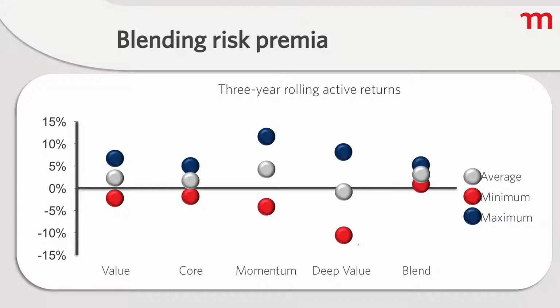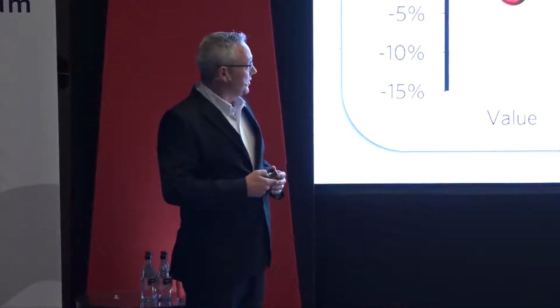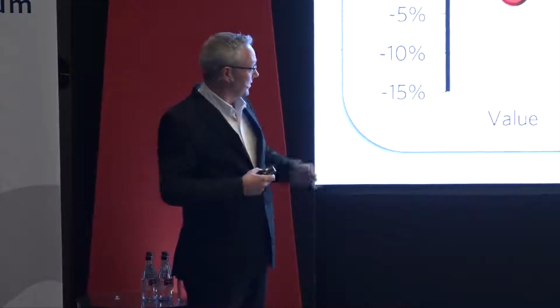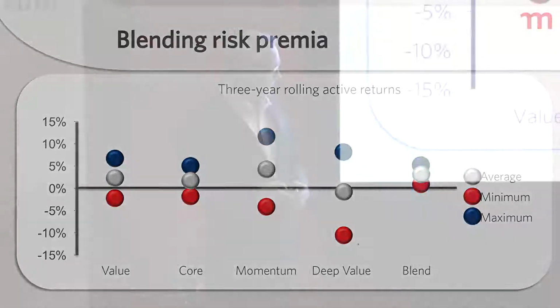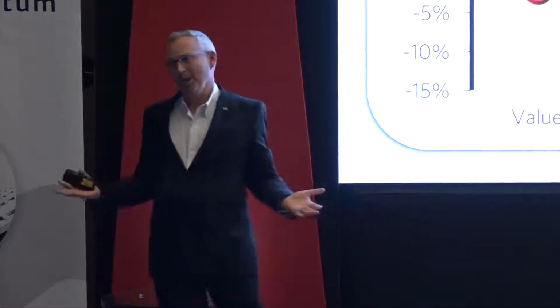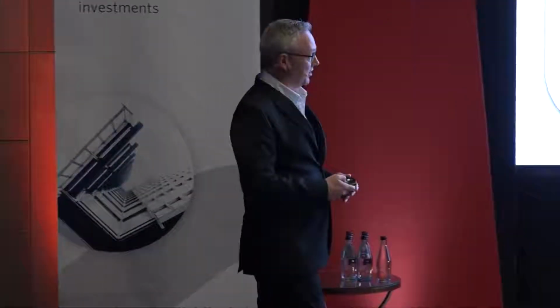So is this risk premium doing better than had I just bought the market? It tells quite a fascinating story. In value, on a 3-month rolling basis, red dot being the lowest observed return on a rolling 3-year basis, blue dot being the maximum, and gray being the average, you can see a range between probably minus 5% and 8% above or below what the market would have done on rolling 3-year returns. We looked at core, we looked at momentum, a slightly wider range, and deep value, I'm sure no one's surprised to see, has some rather harrowing times, either doing exceptionally well or doing exceptionally badly.